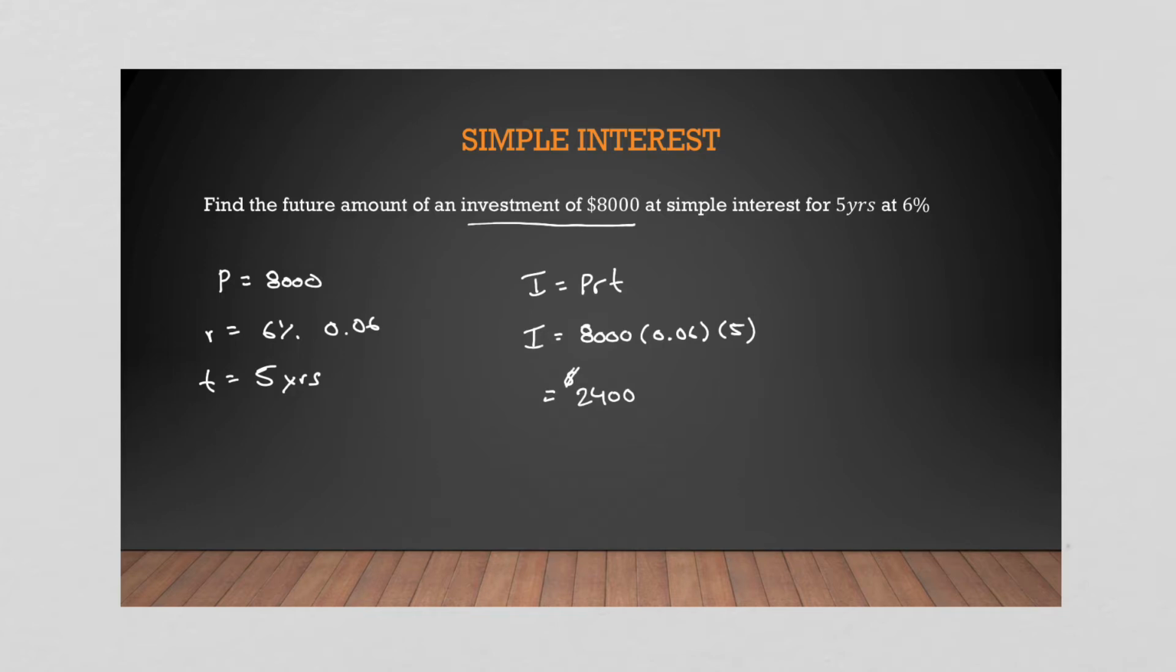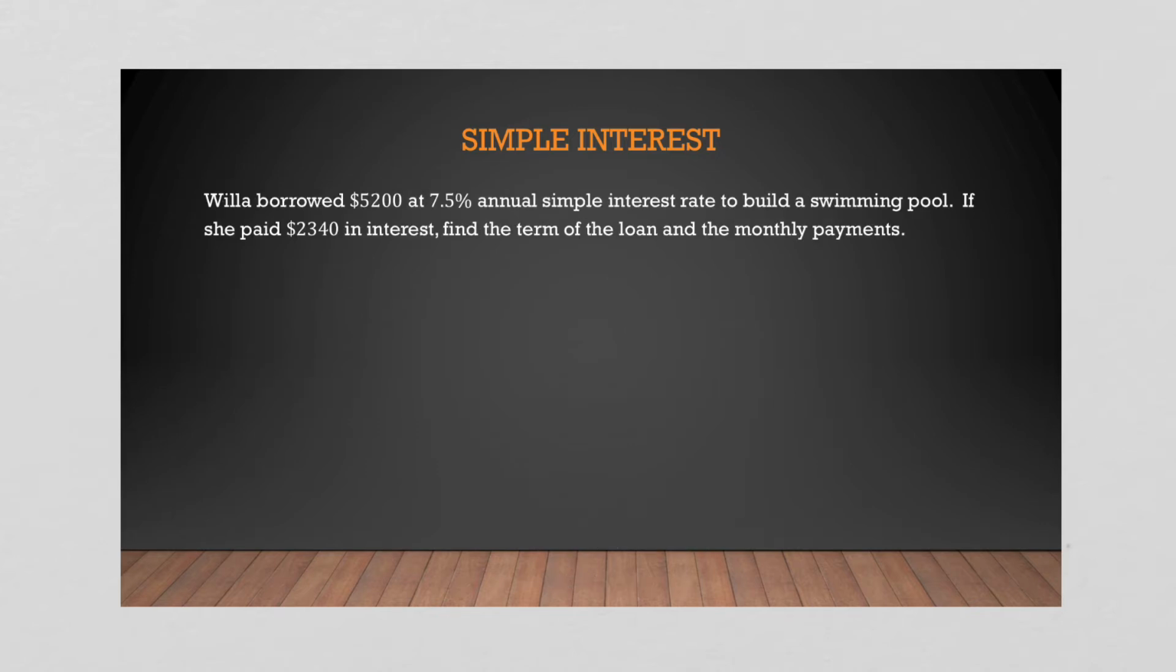So how much do you have then, the future amount? Well, your amount is equal to your principal plus your interest. So we have 8,000 plus 2,400. So we end up with a new amount at the end of 5 years of $10,400. So pretty nice. You've earned $2,400 for doing nothing. That's why interest is amazing. So let's work this backwards.